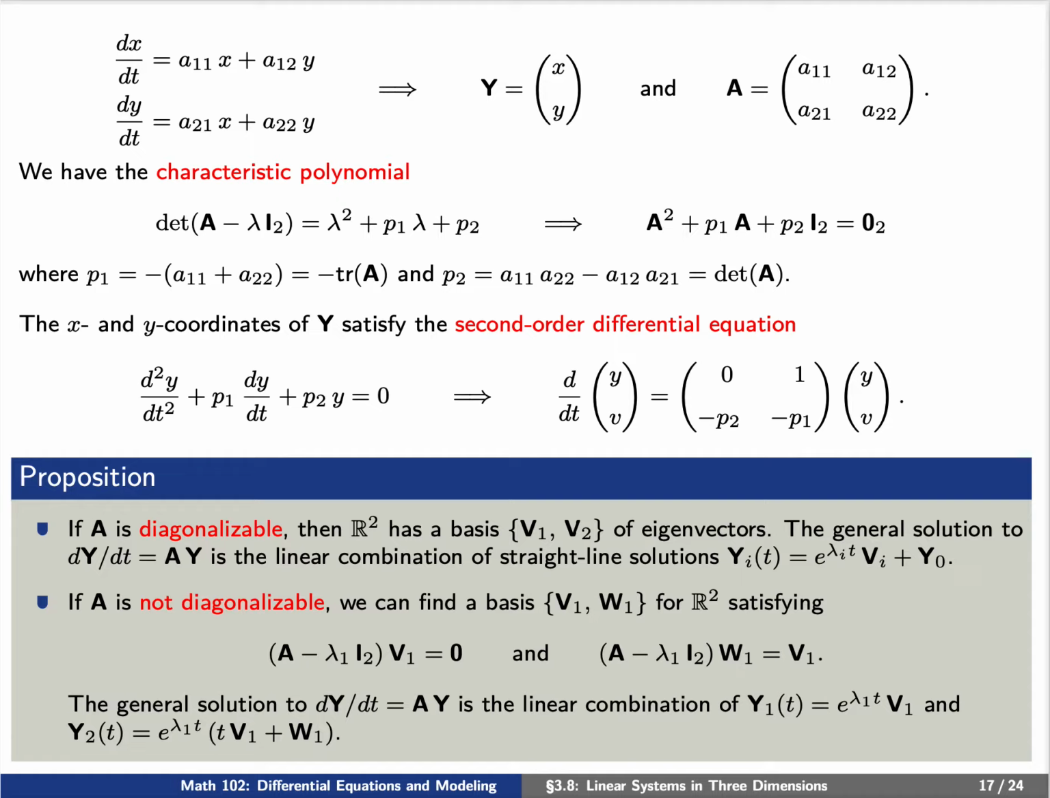In this case, we can find a basis in terms of v sub 1 and w sub 1, where v sub 1 is an eigenvector and w sub 1 is a generalized eigenvector. In this case, we can write the general solution as a linear combination of a straight line solution and a slightly different looking solution, that is, e to the lambda 1 t times (t times v sub 1 plus w sub 1).